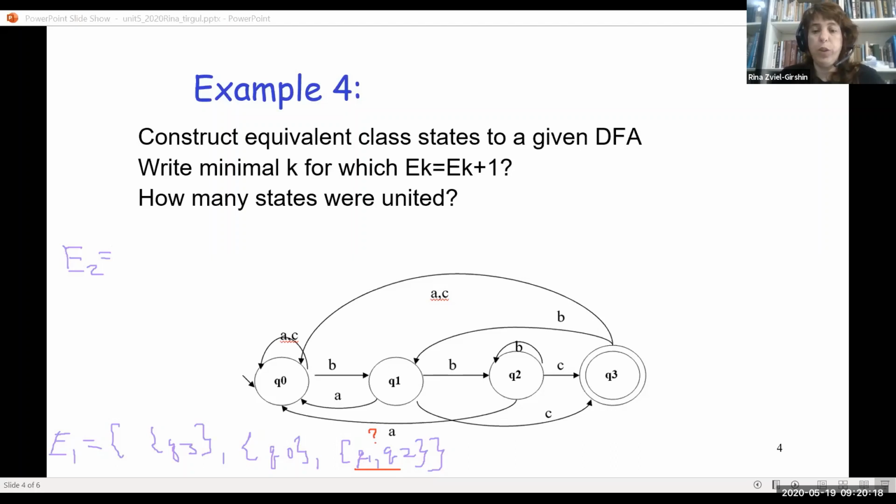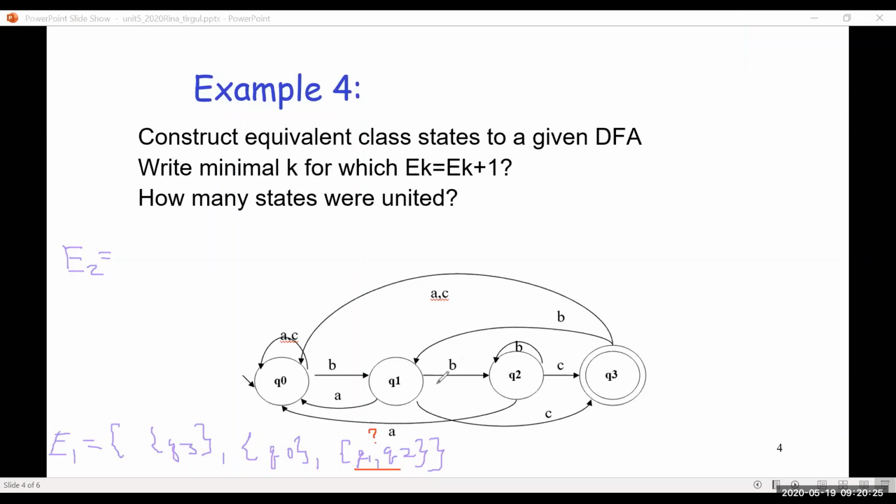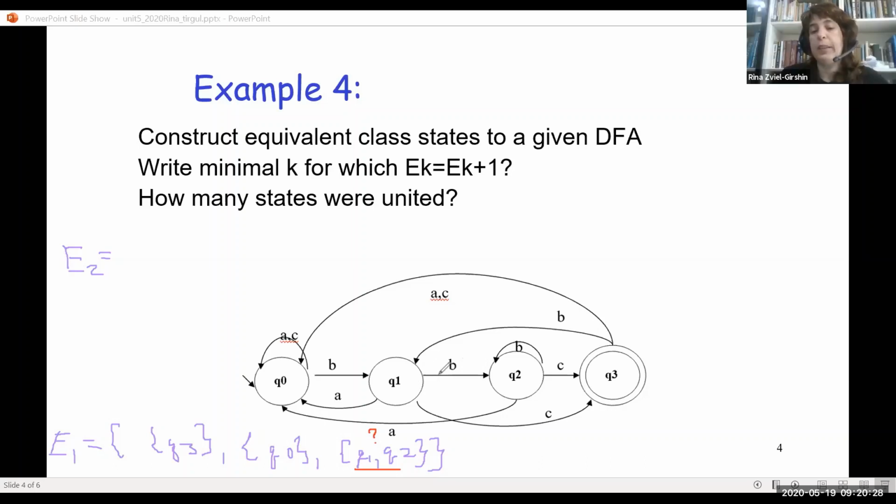Okay, basically everyone finished E2. Can you separate between Q1 and Q2? No, they're the same. We actually saw in the previous step that Q1 and Q2 on letter B went to the same state. Q1, Q2 on letter C went to the same state Q3. Q1, Q2 on input A went to the same state Q0. So they have to behave the same. So we actually have the same set. So we have E2 that is actually E1.